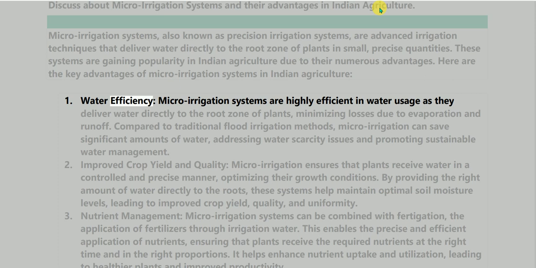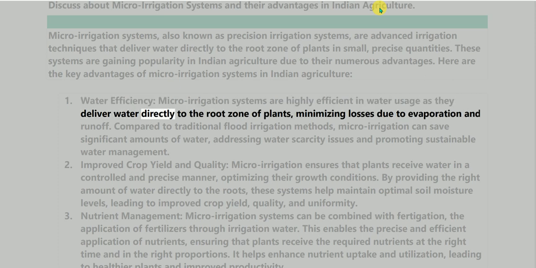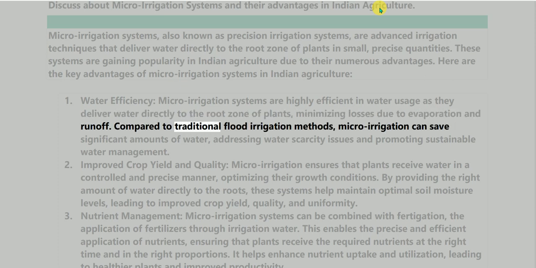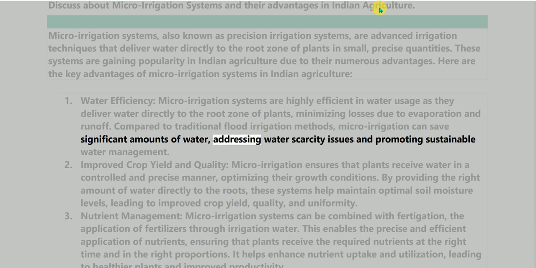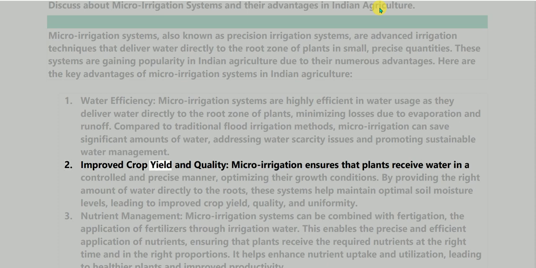1. Water efficiency. Micro-irrigation systems are highly efficient in water usage as they deliver water directly to the root zone of plants, minimizing losses due to evaporation and runoff. Compared to traditional flood irrigation methods, micro-irrigation can save significant amounts of water, addressing water scarcity issues and promoting sustainable water management. 2. Improved crop yield and quality.